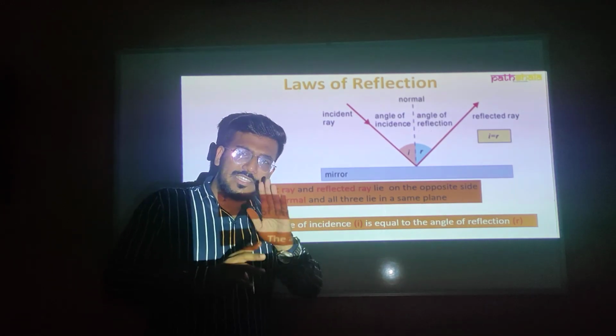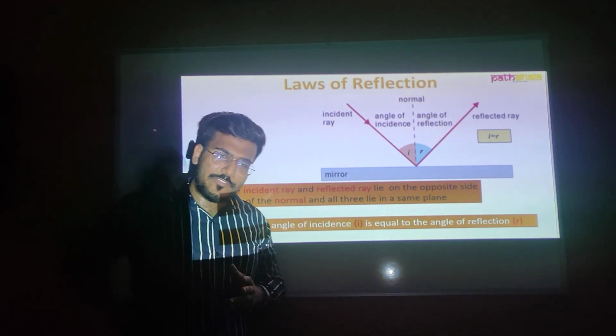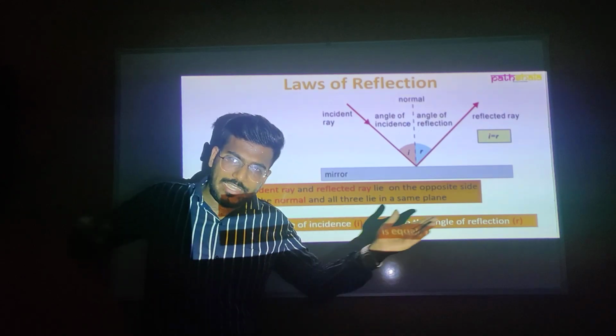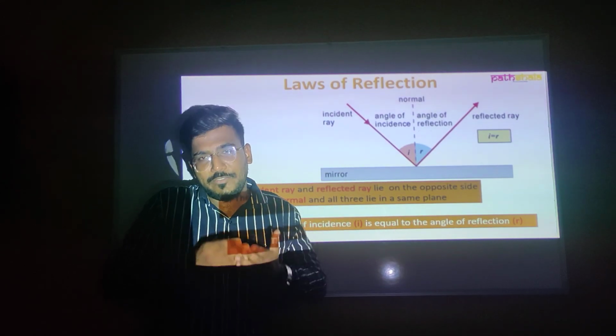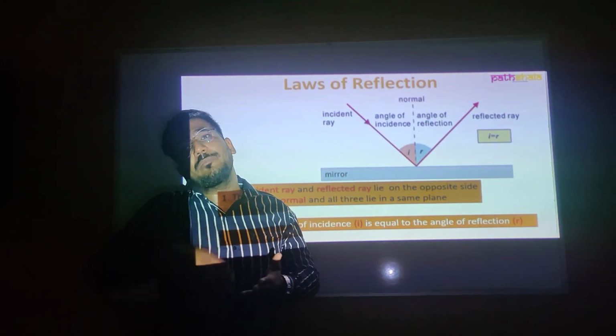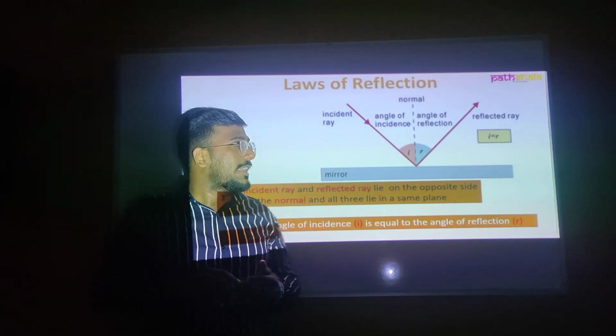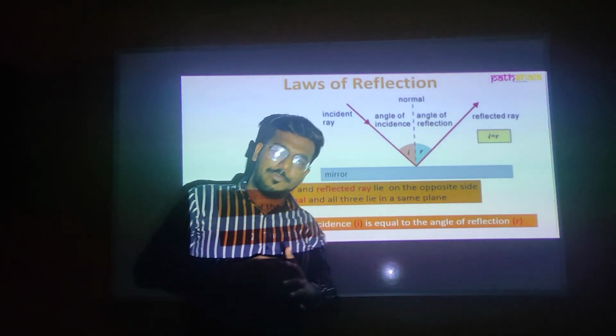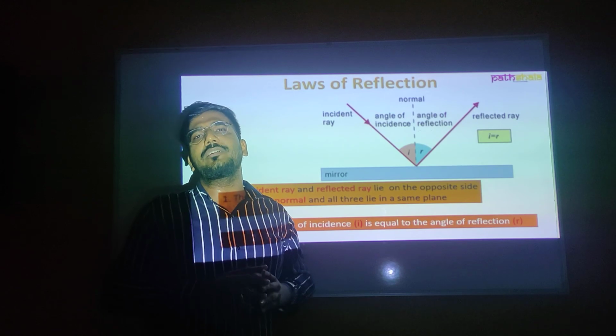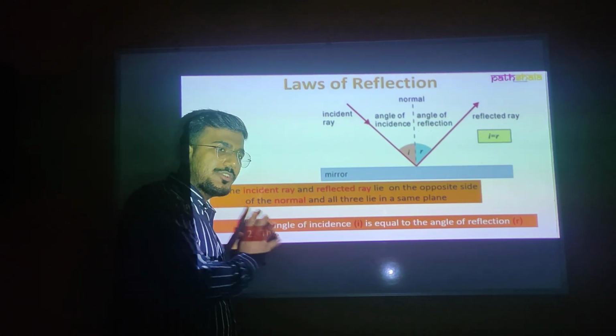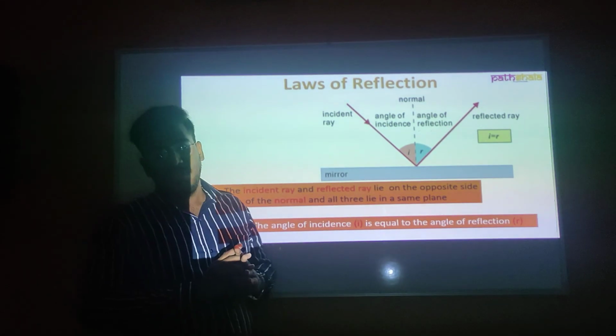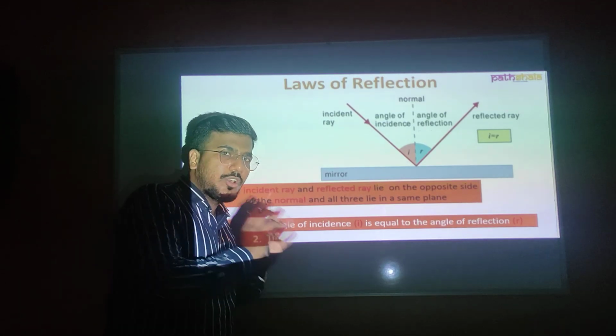But let's say this in another way. If light is coming and hitting any surface at 30 degrees, it will also leave that surface by making an angle of 30 degrees. Means both these angles will be the same. And that is the concept and the phenomenon behind the laws of reflection. So this was about the laws of reflection.